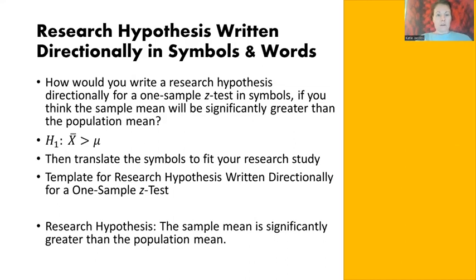Okay. So how would you write a research hypothesis directionally for a one sample z-test in symbols if you think the sample mean will be significantly greater than the population mean? If you said H sub 1 colon x bar is greater than mu, you're correct. So then we would take that and translate the symbols to fit our particular research study. One way to do this is to take this template that I'm about to give you and then adapt it for the specific study that you are conducting.